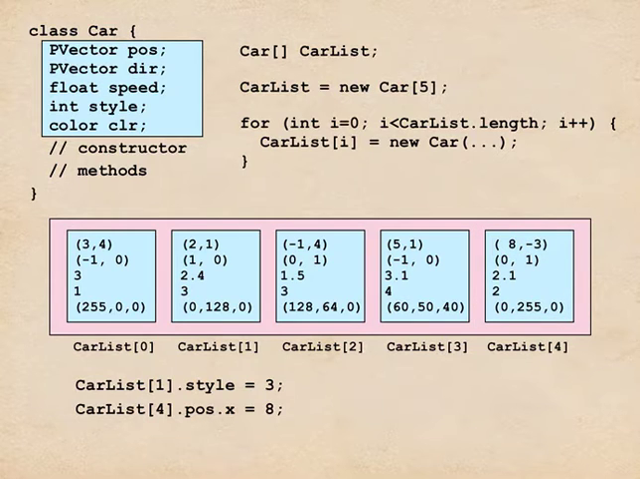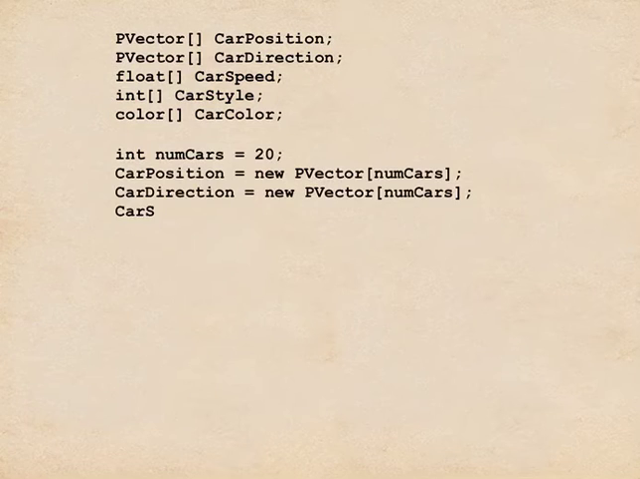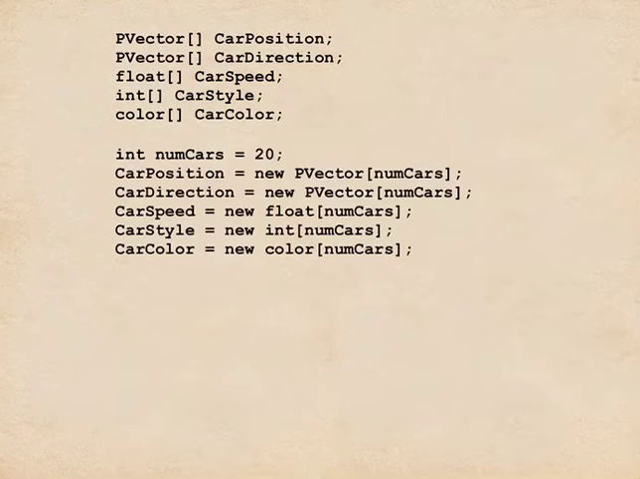Working with arrays of objects can dramatically simplify our code. Let's suppose we want to make a whole bunch of cars the old way before we knew about objects. We'd have to make 5 different arrays, one for each attribute of each car. Then we'd have to actually create those 5 arrays.